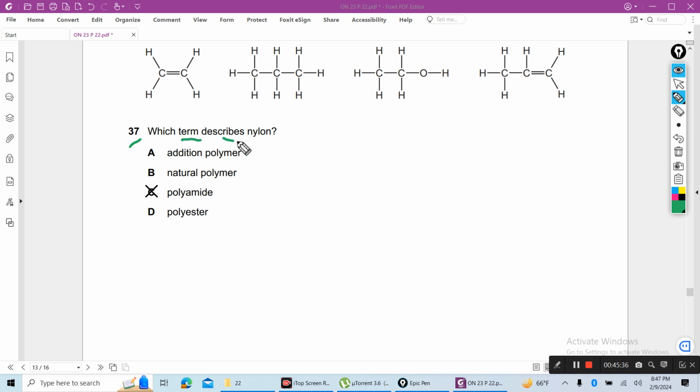Which term describes nylon? Nylon is a polyamide. Nylon has an amide linkage, CONH amide linkage. So this is polyamide. C is the correct answer.